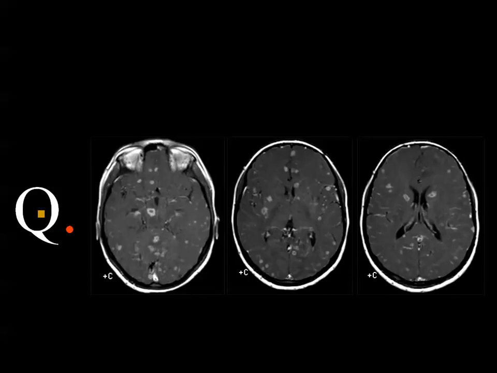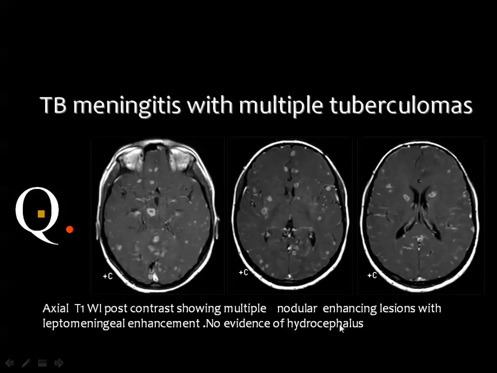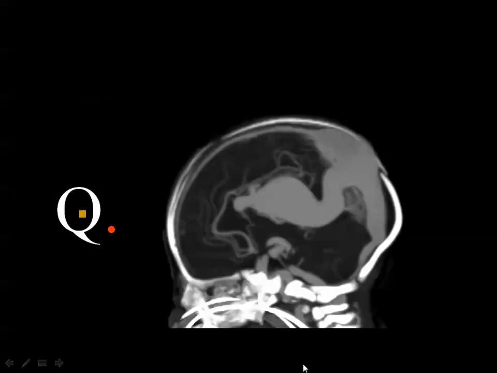The diagnosis of cysticercosis is based on the detection of a nodule inside the cyst. Cyst with a dot sign, but if you do not see this, you can diagnose this as tuberculoma. This is TB meningitis and multiple tuberculoma. Tuberculoma and cysticercosis will appear the same. The difference is in the presence of the scolex inside the cyst. If you see cyst and the dot sign, this is diagnostic of cysticercosis.